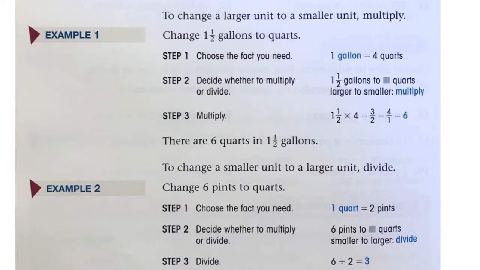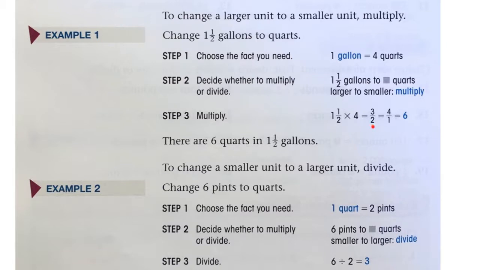So we could take a look at our example with our capacity of liquid measurement changing from 1.5 gallons to quarts. You need to choose the fact you need. 1 gallon equals 4 quarts, because we're changing gallons to quarts. Now, do we need to multiply or divide? We're moving from the larger gallons to the smaller quarts. Larger to smaller means multiply. So then multiply. 1.5 times 4.